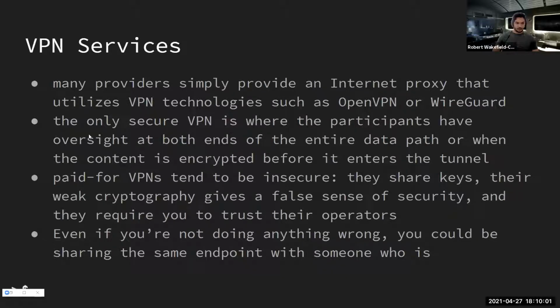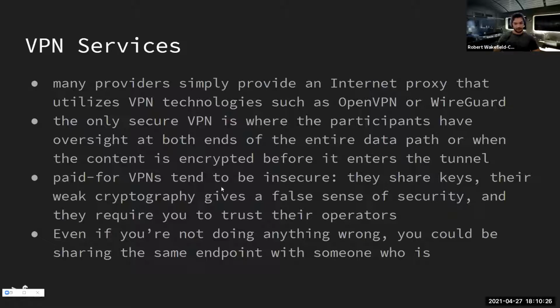Basically, I like this quote: the only secure VPN is where the participants have oversight of both ends of the entire data path, or when the content is encrypted before it enters the tunnel. This is really the only secure VPN, where you know both ends of that tunnel. For VPN service providers, you don't know what's happening on their end. They can be monitoring your data, selling that, whatever.